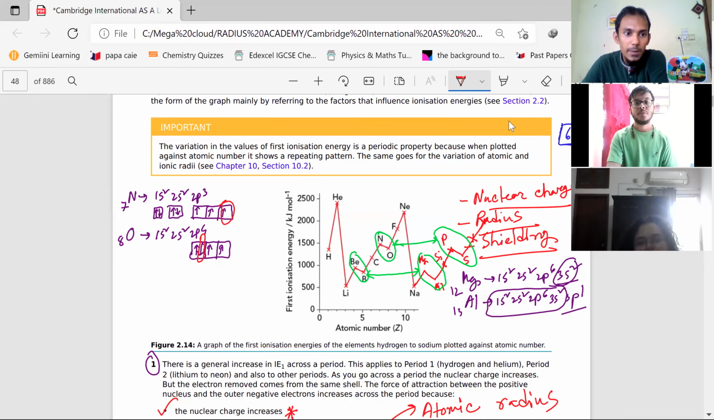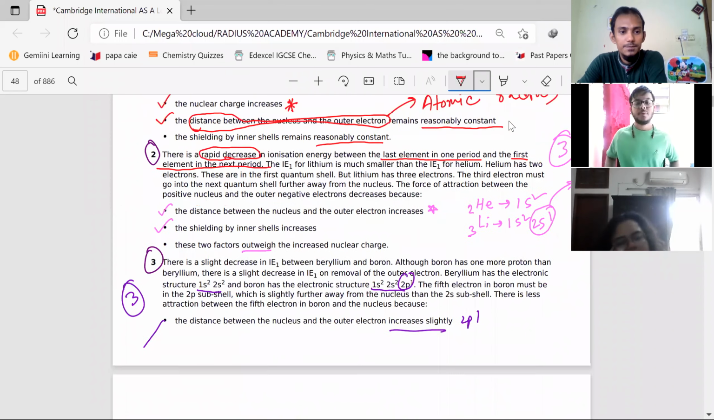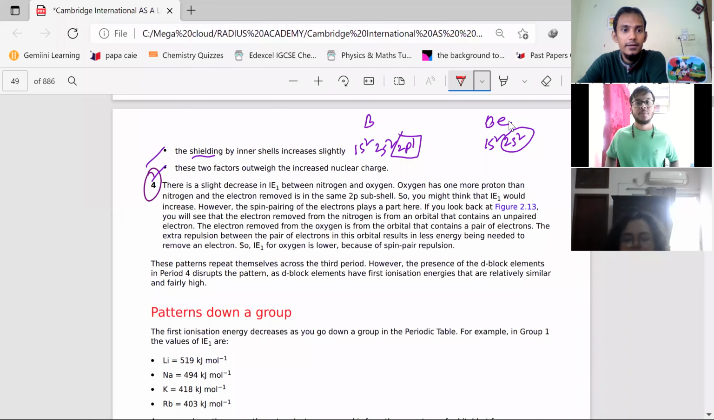So due to this spin pair repulsion, it will be easier to remove the electron of oxygen than in nitrogen, even though there is increased nuclear charge in oxygen. That will be outweighed. See, that is written here. There is a slight decrease in first ionization energy between nitrogen and oxygen. Oxygen has one more proton than nitrogen, and the electron removed is in the same 2p subshell. See, the subshell is the same. So you might think ionization energy would increase. However, the spin pairing of the electrons plays a part here.